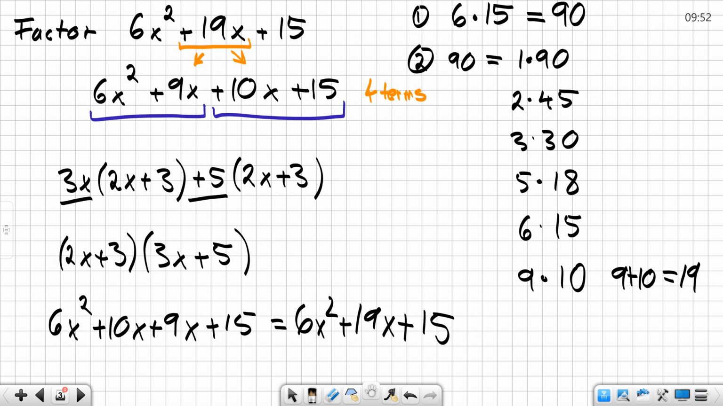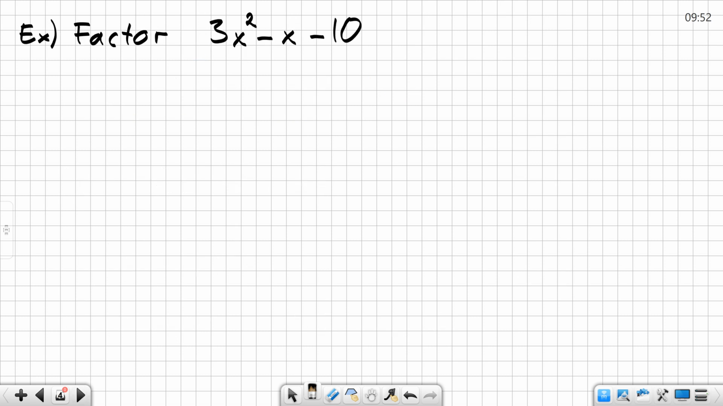I want you to notice one more thing real quick. 2x times 3x is still the first term, and 3 times 5 is still the last term. The one that was difficult to find was the one in the middle. All right, let's do one more.